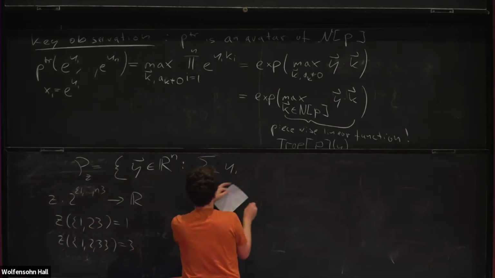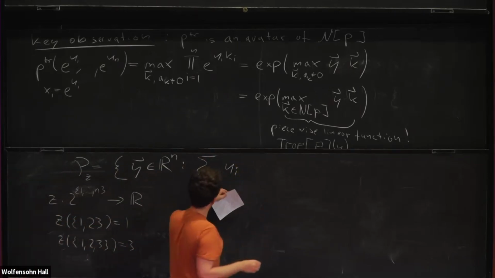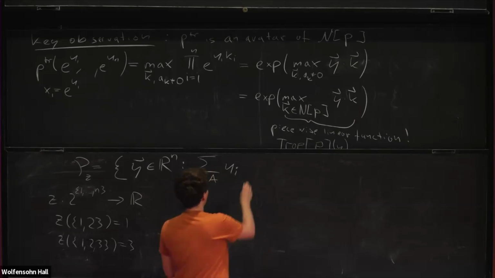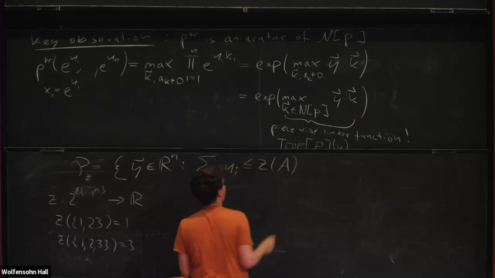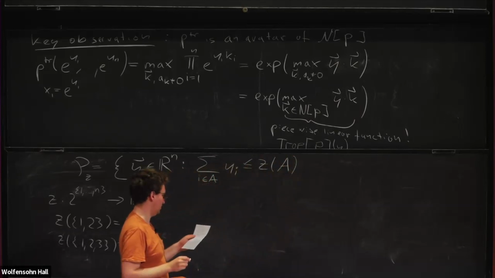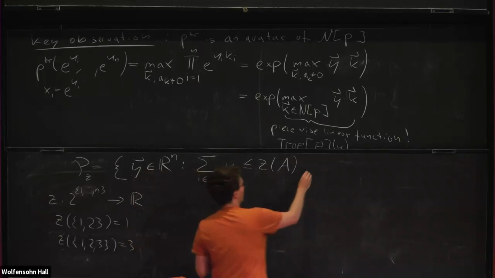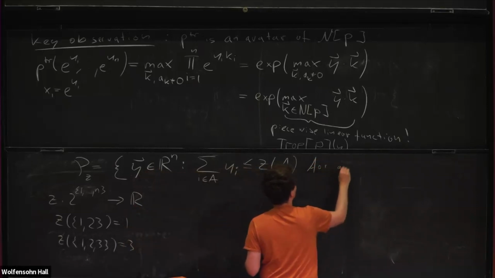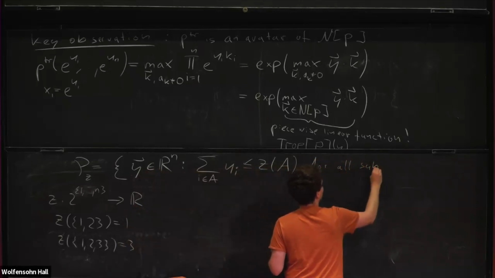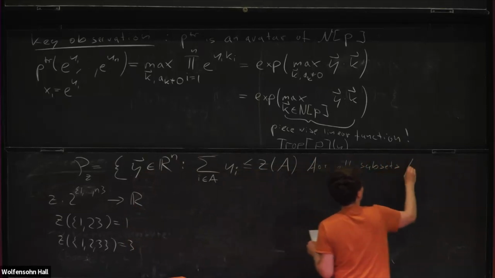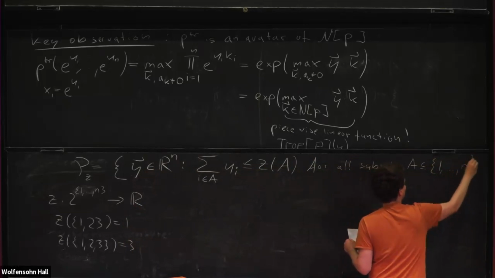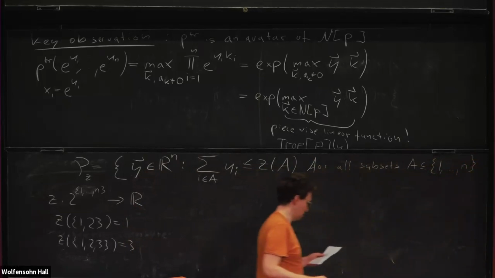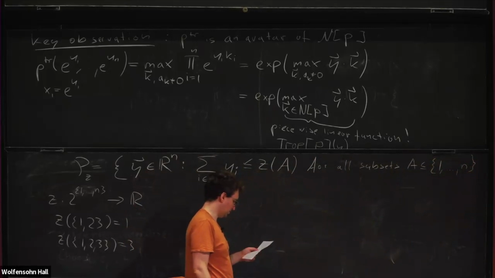and we take the sum of all the y's that are indexed by the elements of A, and we require that this sum is smaller than the value of this Boolean function of A. And we require this for all subsets A in n, where n is the ambient dimension.